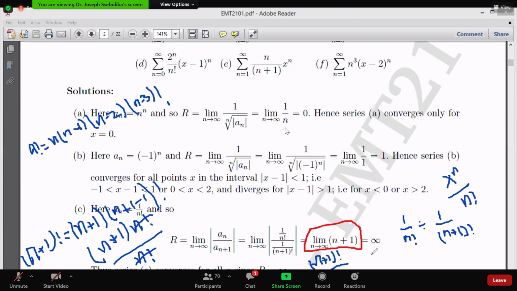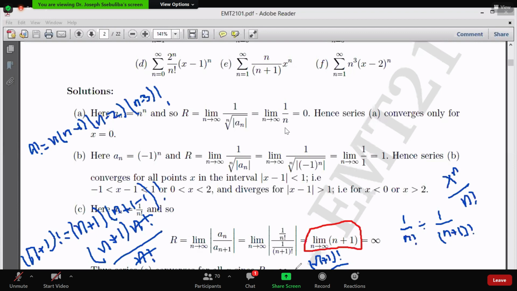Since this is n plus 1, when you compute the limit of this, if n is infinity, then the whole limit here will go to infinity. And since it is infinity, we conclude that it converges for all x since r is infinity.